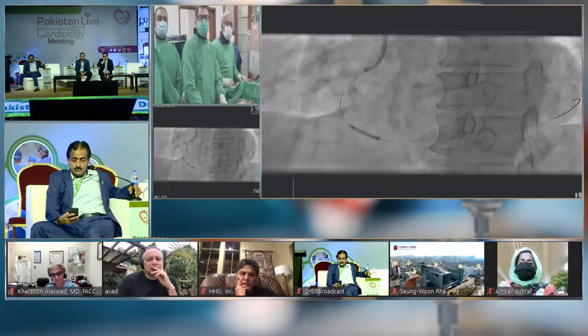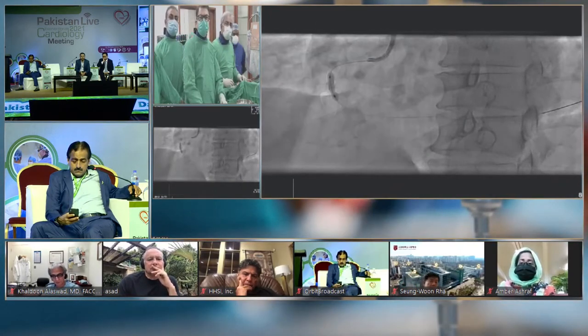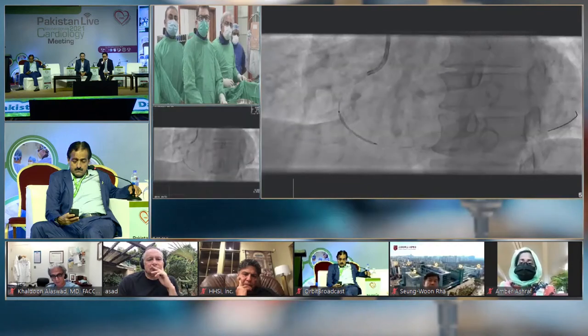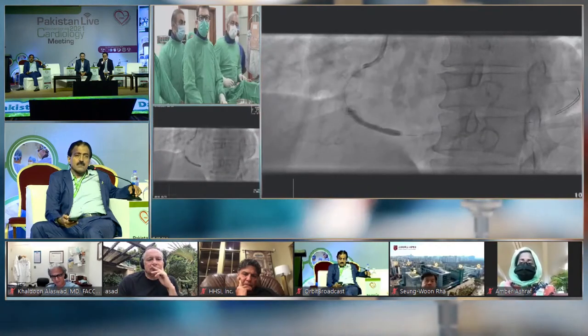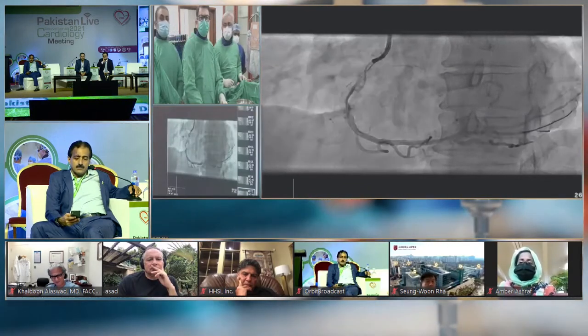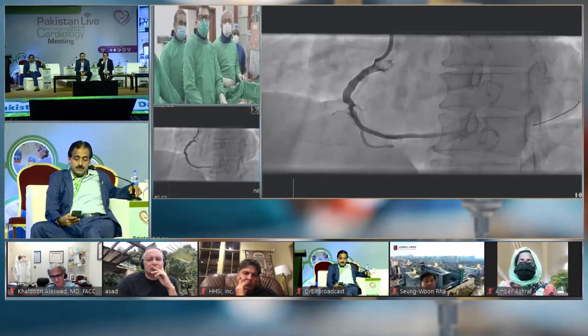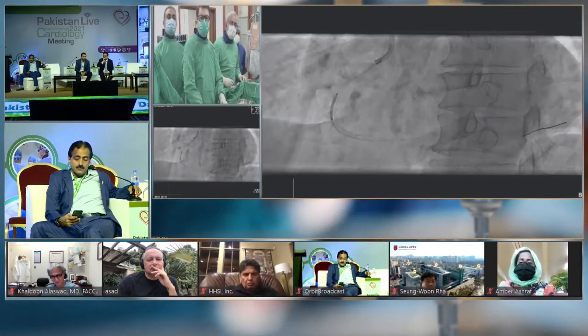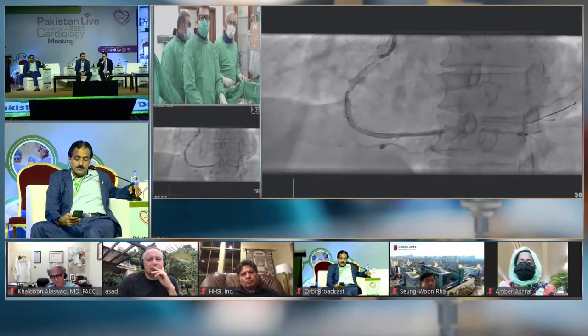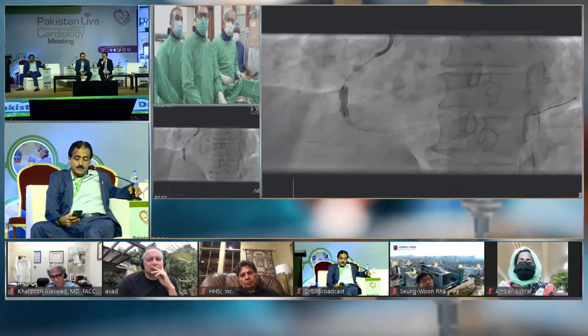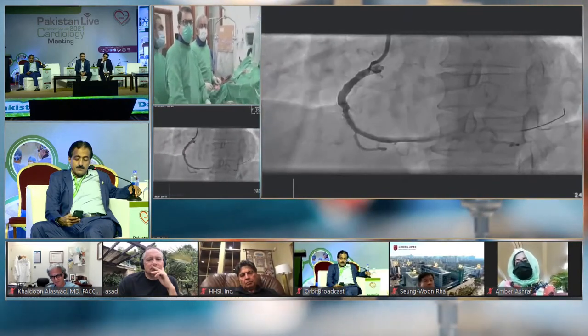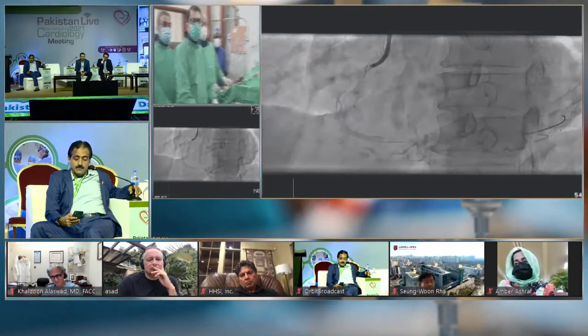So they're ballooning it. Next, please. So there's a stent there, which is a 4.26 and 4.15. And the second stent going. And they NC'd within 4.5.